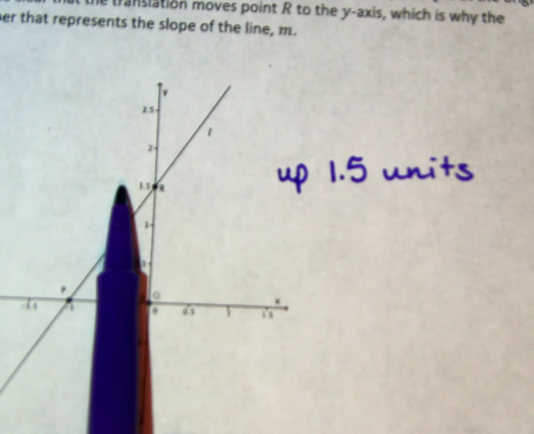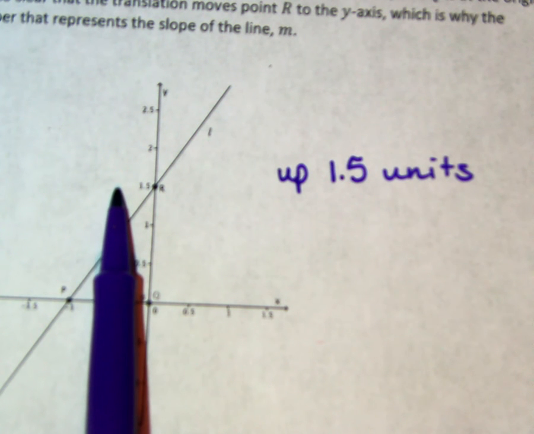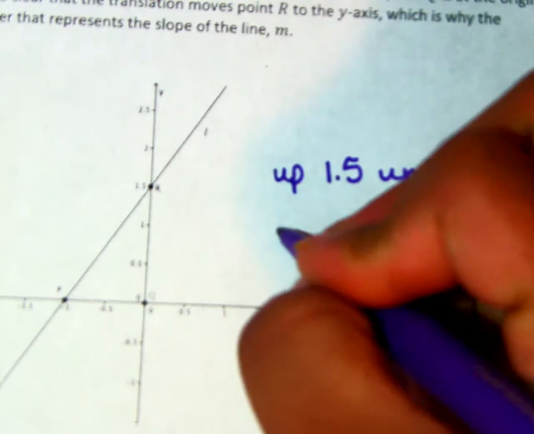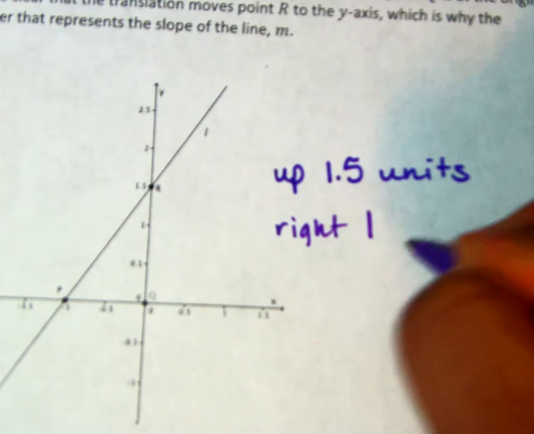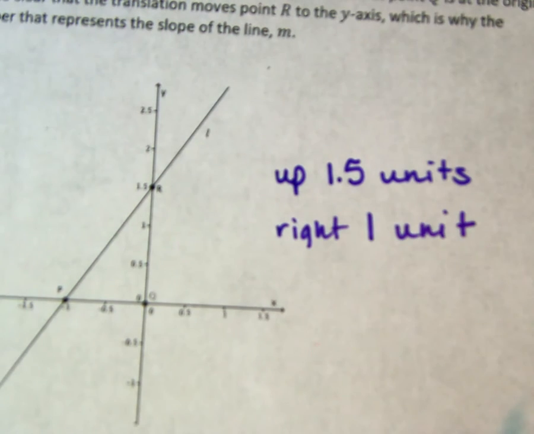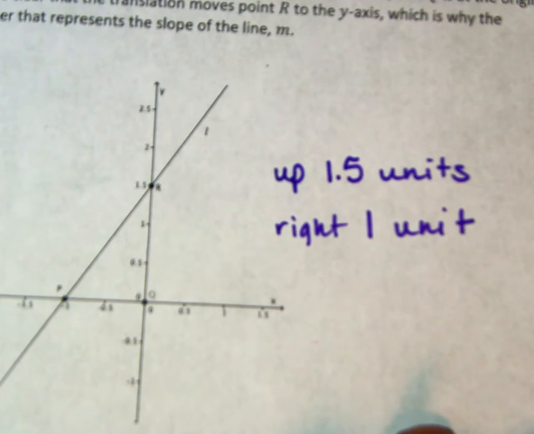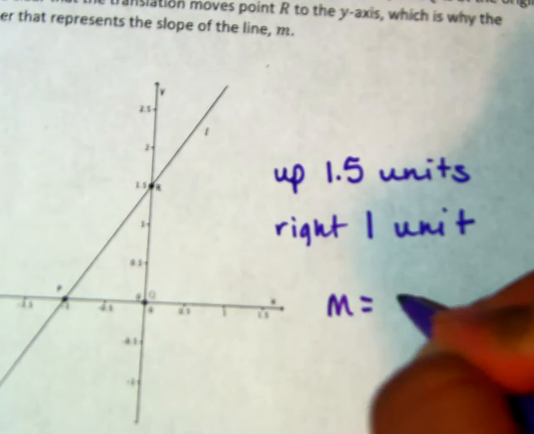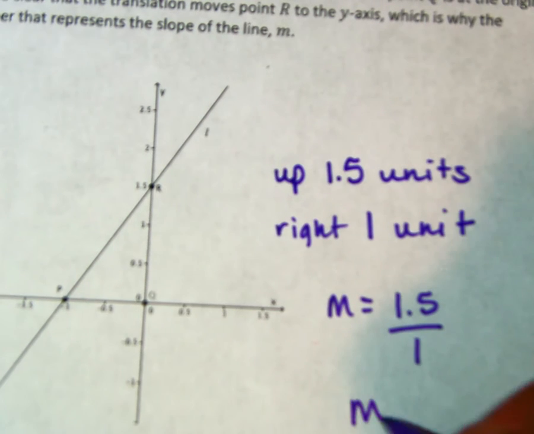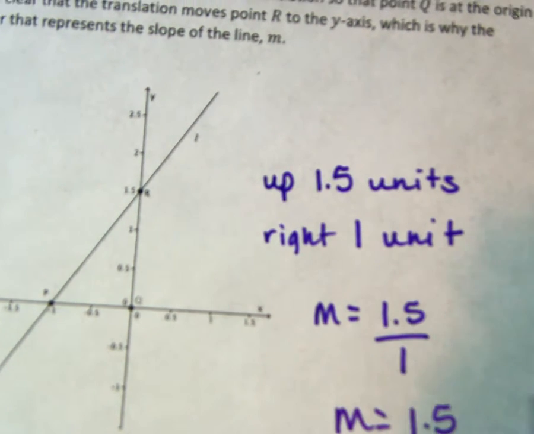I've moved up 1.5 units, and I want to move until I'm directly at point R. When I move over to the right one, I'm just at a -1/2, but I'm not on the y-axis like point R is. So I want to move to the right one more time. So I'm moving to the right 1 unit. This 2 halves gives a whole. Then I use this number to create my ratio for slope. Slope is going to be equal to 1/2 over 1, or just 1/2.